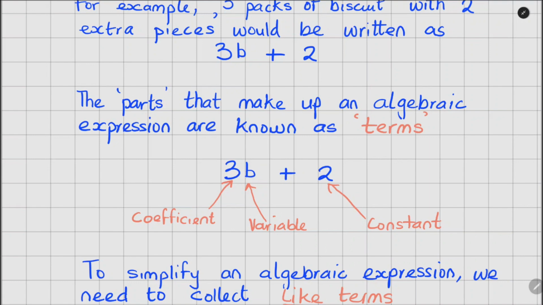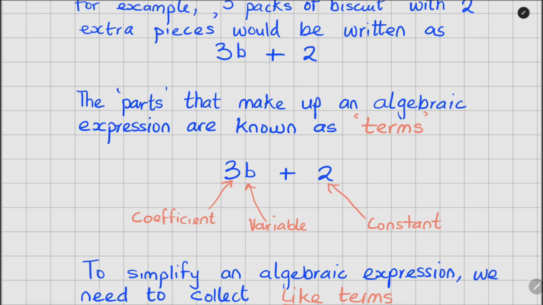But there's a bit of difference between these 2 terms. The first one, as you can see, consists of both a number and a letter. That letter we sometimes refer to as a variable. The number in front of the variable is called the coefficient of that variable. It tells you how many times of that variable you have in that particular expression. In our case, we have 3 packs of biscuits. That's why we have it as 3b.